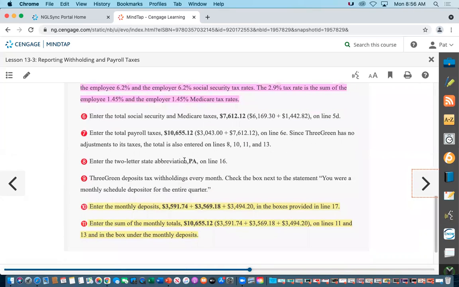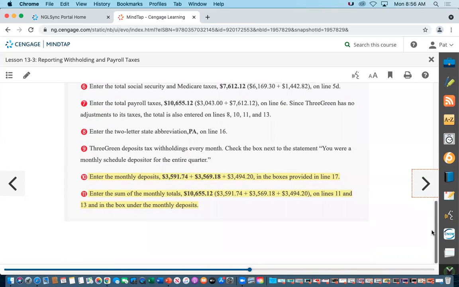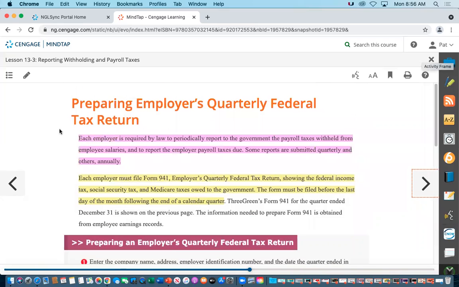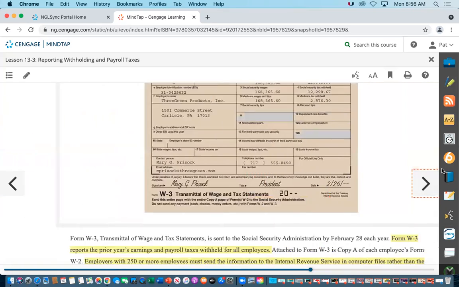Okay. You'll have to, again, put some information down, and then the monthly depositor, we'll call it monthly deposits. When you deposit a tax is kind of what they talk about and how they do it. So we will walk through this quarterly tax return, and that is what our work together and that problem is.